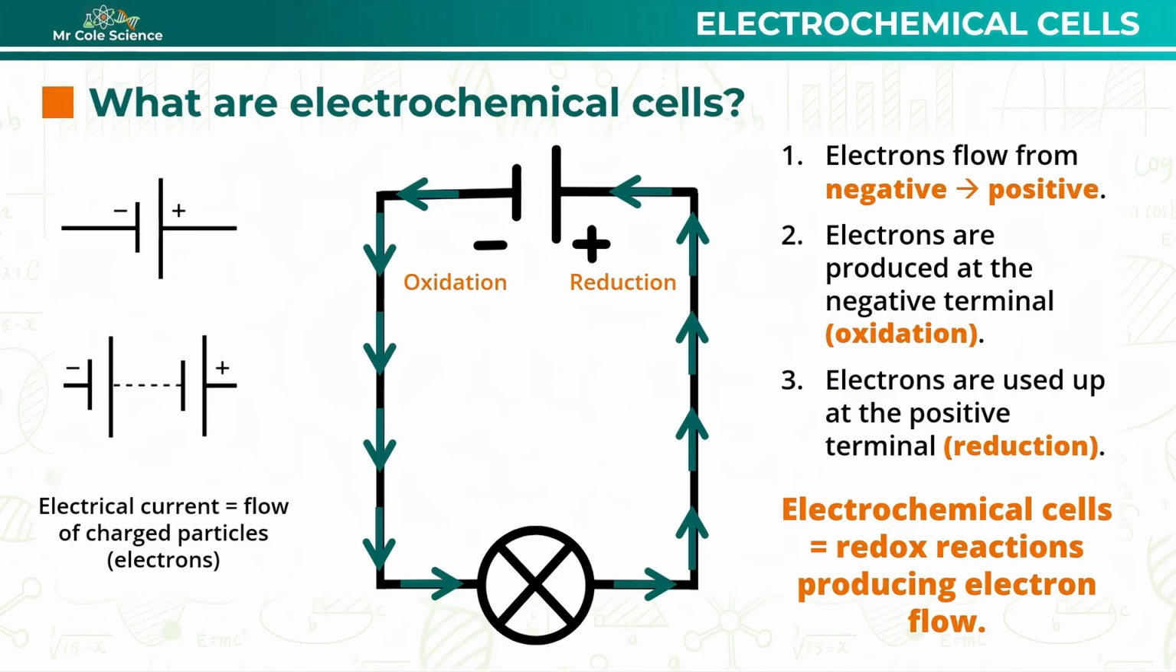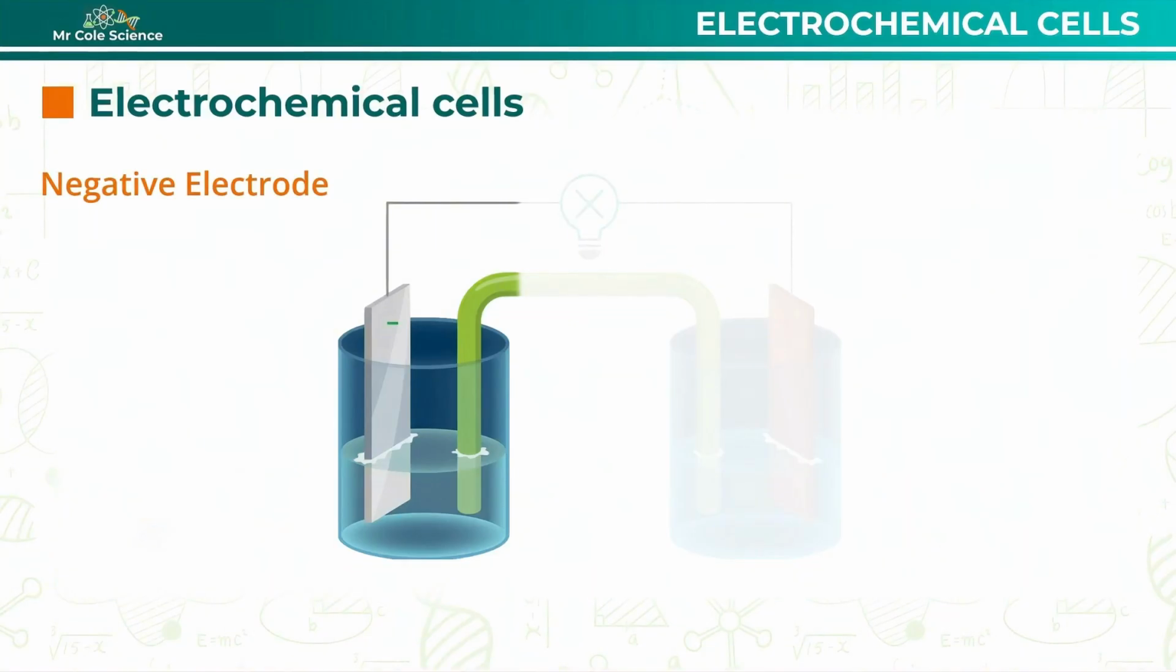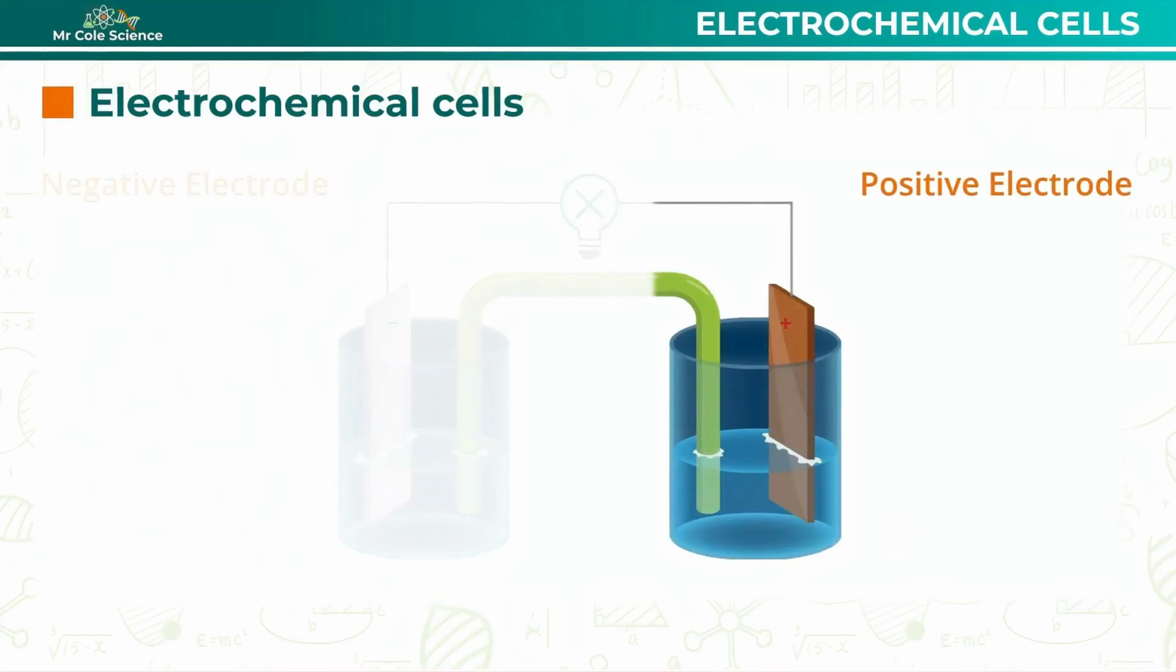So let's take a bit of a closer look at exactly how this works inside of a cell. Here we have a simple electrochemical cell, which is made up of two half cells that are joined and connected together. On the left-hand side, I've got one of my half cells. This one is our negative electrode, and that is joined to our other half cell on the right-hand side, which is going to be our positive electrode.